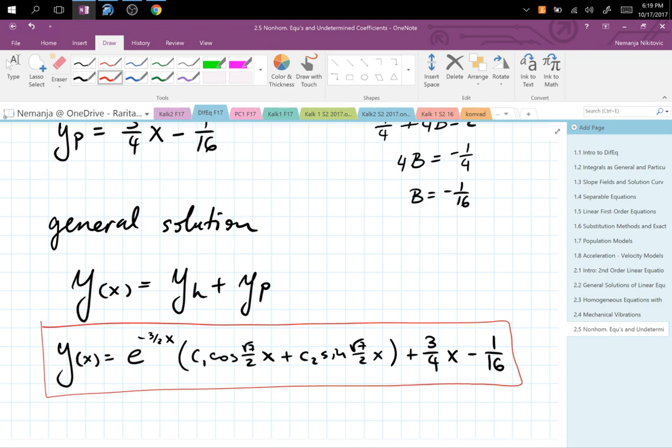Then, if you have initial conditions, you will use those initial conditions to figure out C1 and C2. And good luck with that, right? Because you have to do that product rule over there and a bunch of other calculations.